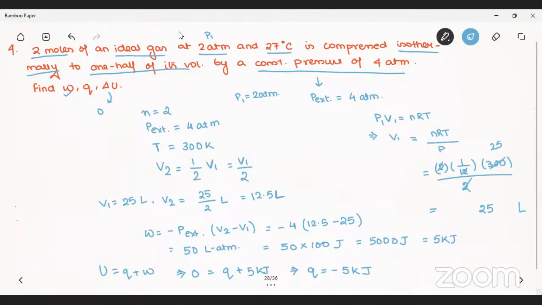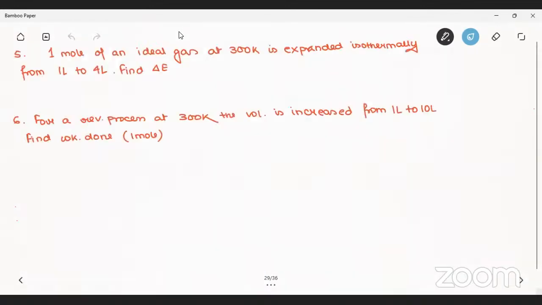Whole sum clear? Yes, ma'am. Everyone? For everyone, this whole sum is clear. Yes, ma'am. Very good. Okay, now this is a very easy one.